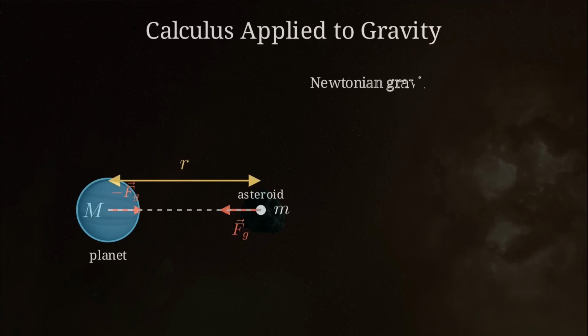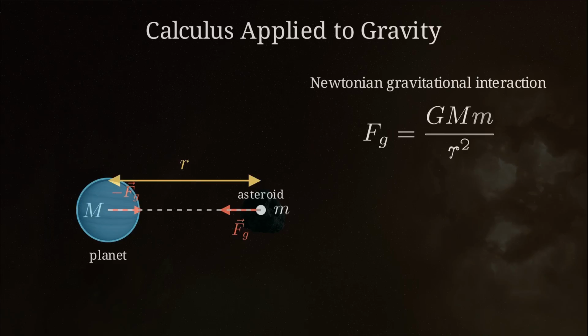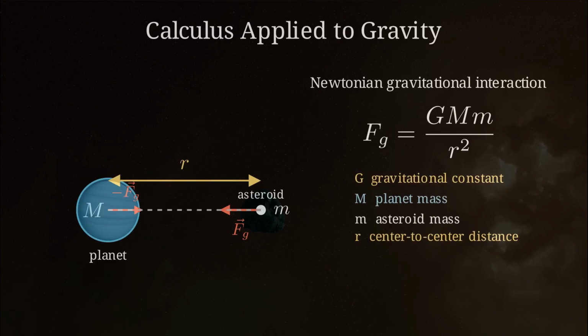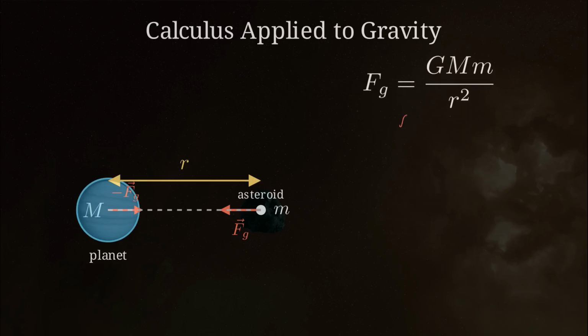Newton's gravitational formula gives the size of the force. The force equals G times the planet mass times the asteroid mass divided by r squared. Here, G is the gravitational constant, the planet mass is capital M, the asteroid mass is small m, and r is the distance between their centers. This formula tells us that gravity becomes weaker with distance. When r becomes larger, r squared grows even faster, so the force becomes smaller. But r cannot be 0, because division by 0 is undefined.